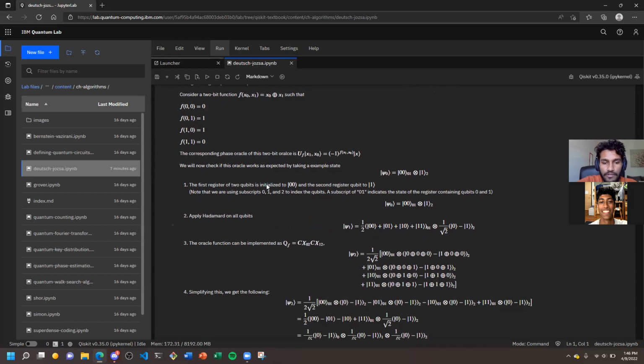The first register of 2 qubits is initialized to 0 and 0. The second is initialized to 1. Note that we are using subscript 0, 1, and 2 to index the qubits. A subscript of 0, 1 indicates the state of the register containing qubits 0 and 1.